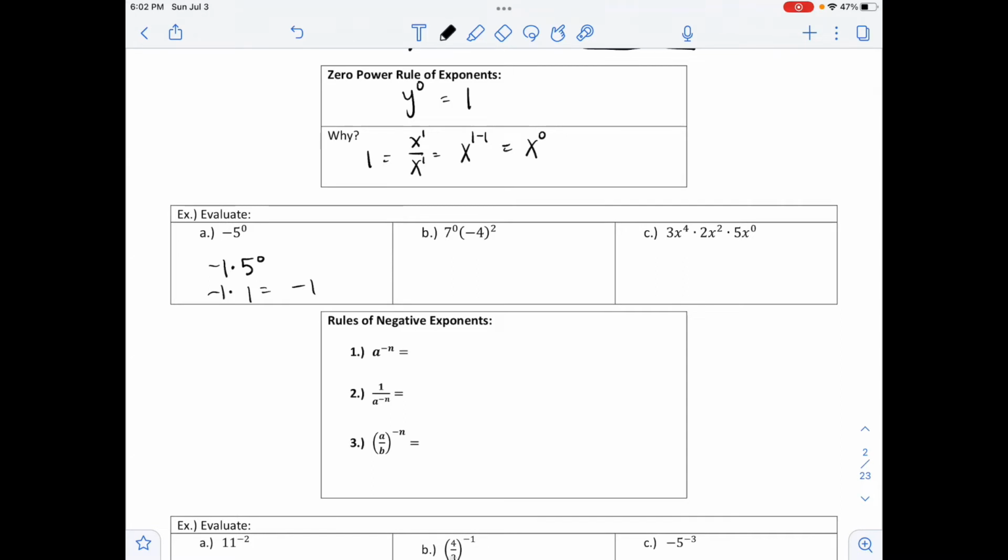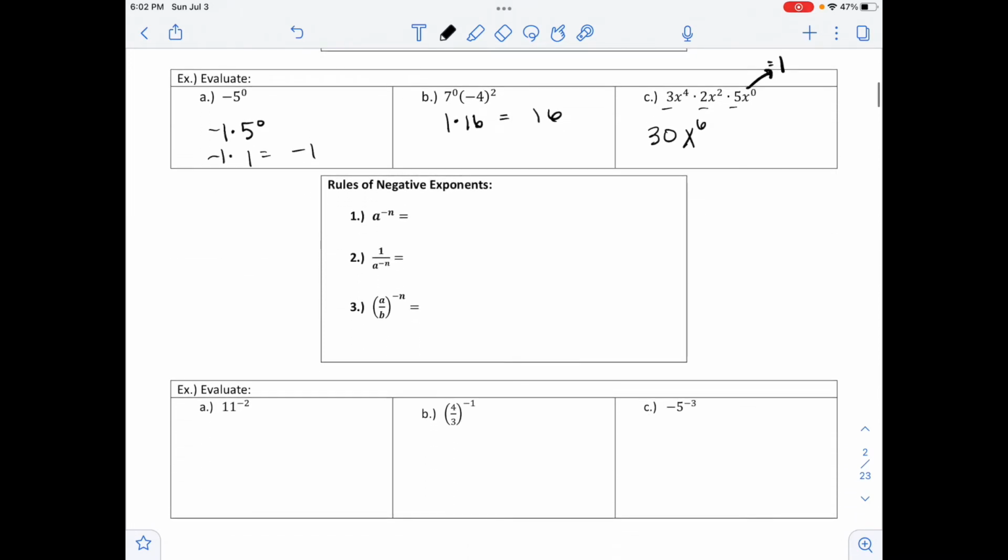For the second one we have 7 to the 0, which is just 1, times. And this time we have negative 4 in parentheses raised to the second power. So this means negative 4 times negative 4, or positive 16. And so 1 times 16 would just be equal to 16. For part C, we have numbers and we also have variables. So multiplying those numbers together, we have 3 times 2 times 5, or 6 times 5, which is 30. And then x to the 0 here is just going to be equal to 1. And then we have x to the 4th times x to the 2nd, which we get by adding our exponents together.